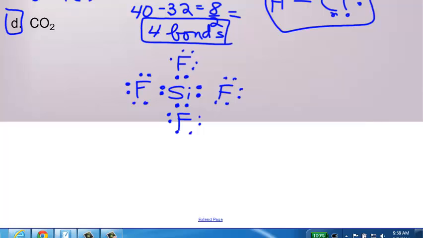And you go work outside to inside. So all our F's are done. Si is happy with 8, and as you can tell, it already has 8 dots around it, so everybody's happy. And if you count the total dots in that picture, there are 32.